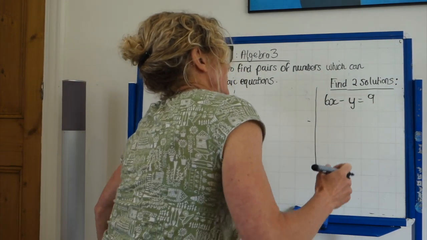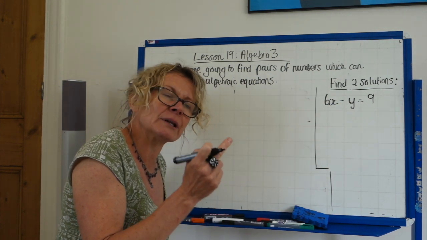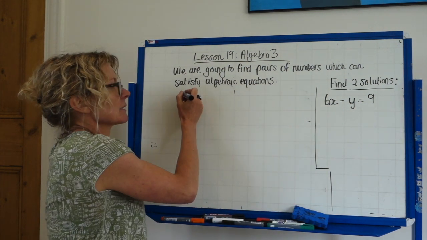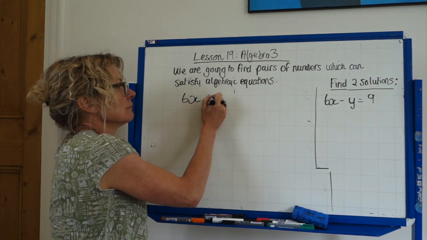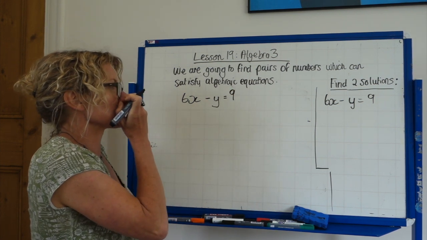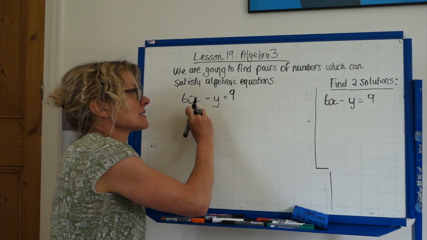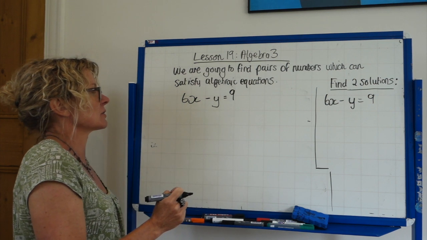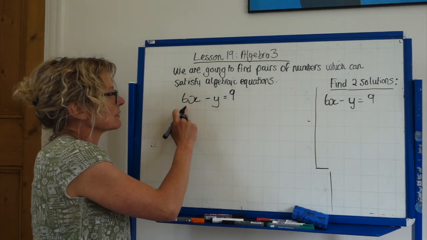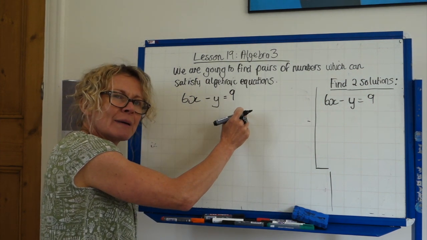Right, it says find 2 solutions. There may be more, but it's asking you to find just 2, so that's all you need to do. So let's bring it over here. 6x minus something equals 9. So we need to find 2 different ways that we could satisfy that equation. Okay, so if it's going to be minus y, it's going to have to be bigger than 9, isn't it, to allow us to take some more weight to get back to 9.